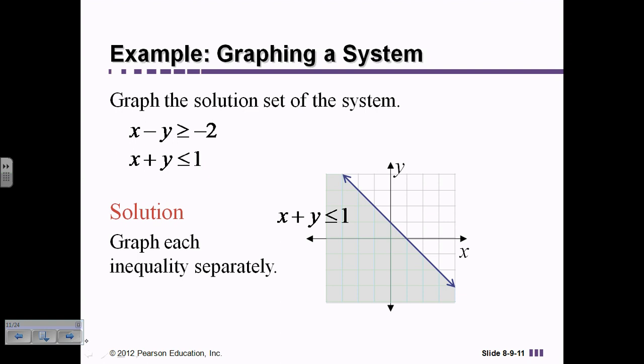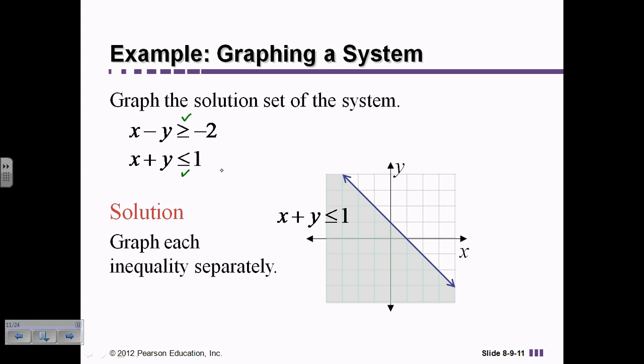Okay, so here's our graph. Graph the solution set for this system of inequalities. x minus y is greater than or equal to negative 2. Okay, so it says greater than or equal to, so that means that we're going to have a solid line. And the other one says greater than or equal to also, so again, it's a solid line.